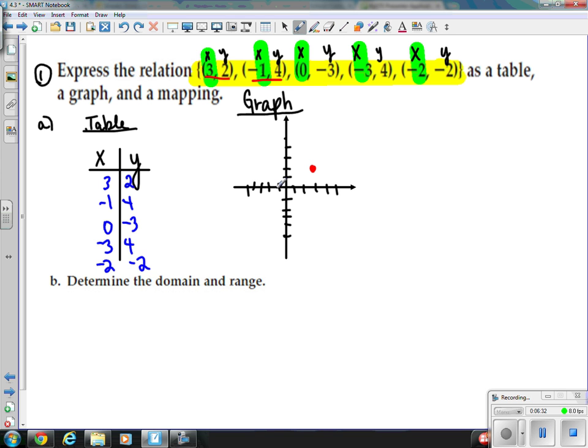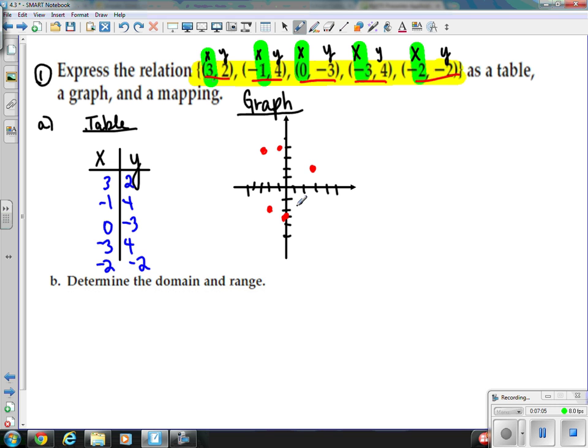My next ordered pair is -1, 4. So -1 sends me left 1, and then up 4. Then I'm given 0, -3. So 0 is at the origin. And then -3 sends me down 3. Go back to the origin to plot my next point, which is -3, 4. So from the origin, I'm going to go left 3, up 4. My last ordered pair is -2, -2. So -2 sends me left 2, and then -2 sends me down 2.